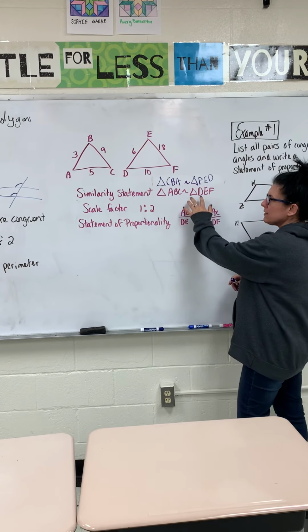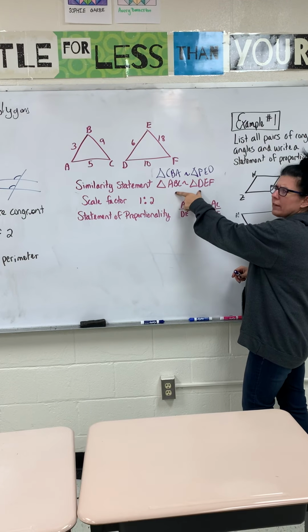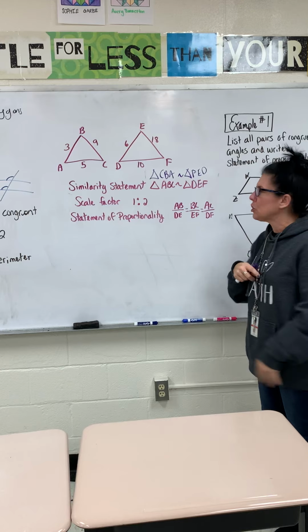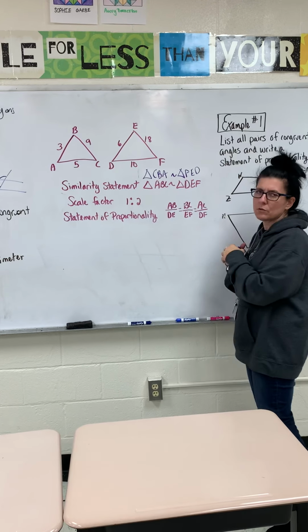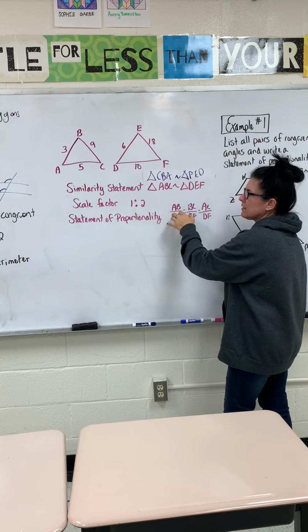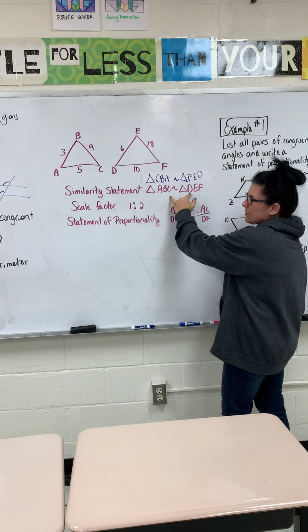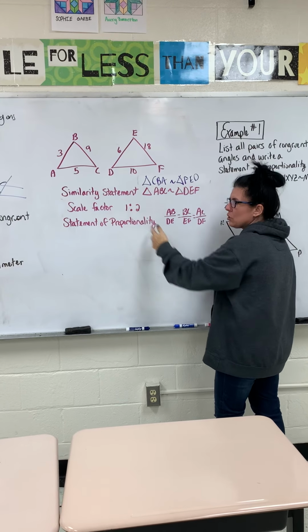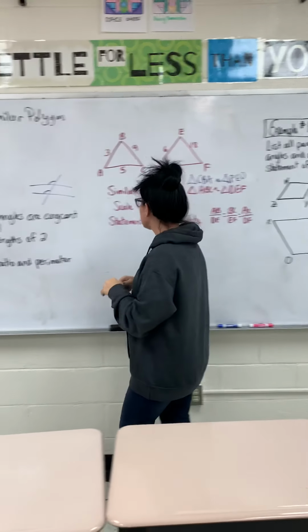So a similarity statement. This one's for a triangle. If it's not a triangle, you're just going to name it using all the vertices. You won't have a symbol out front like the triangles do. Same idea. Scale factor. You're going to stay consistent with the way the similarity statement is. So the ABC number first, the DEF number last. You have to find two sides that are corresponding.